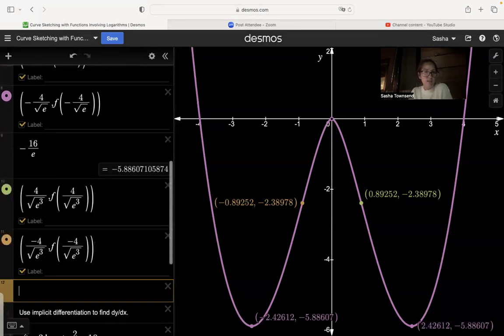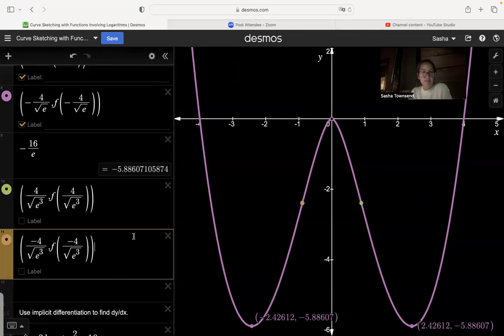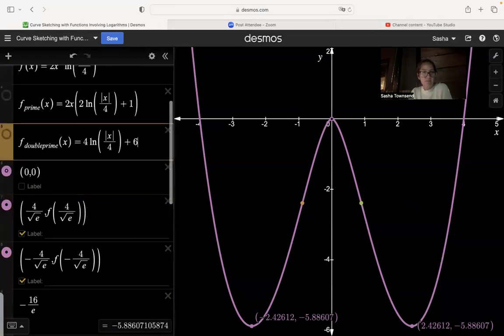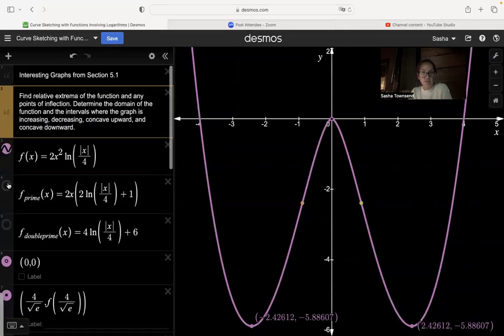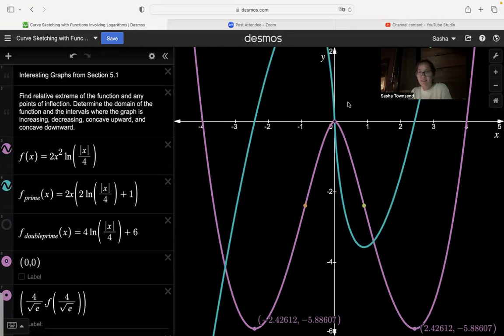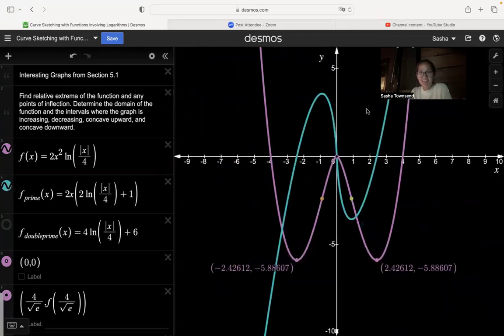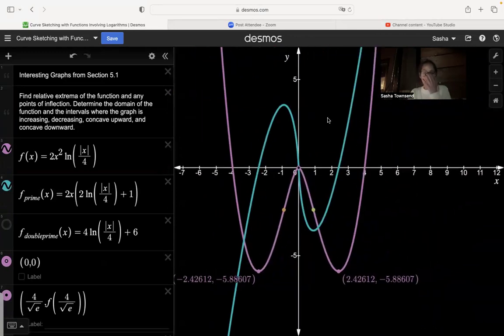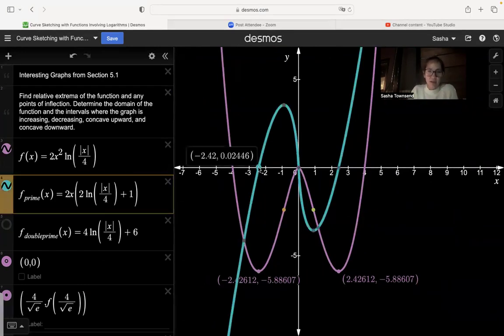Maybe we'll plot the points of inflection, but not label them. Okay. So let's look at the first derivative. The first derivative looks like this. So that's kind of cool. We see that the first derivative is 0 at that x value, that negative 2.4612, which is when the function has a relative minimum.